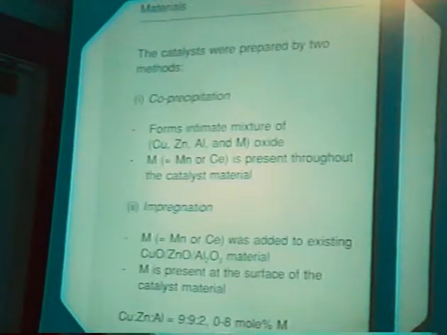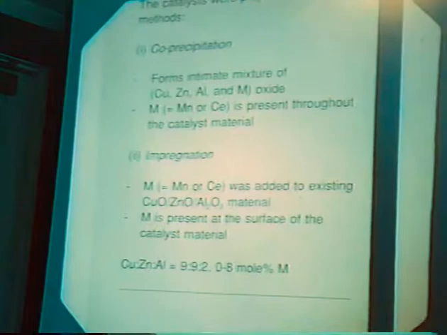By impregnation, we are obviously putting the additive on the outside of the catalyst surface, at least in the early stages. There will be some incorporation during the calcination stage, but we tend to get a surface concentration of the additives. And what we were doing here was to try and see what the importance was of the surface concentrations. Now we've added various different quantities of the additives, anything between 0 and 8 mole percent of the manganese and cerium additives in these particular materials.